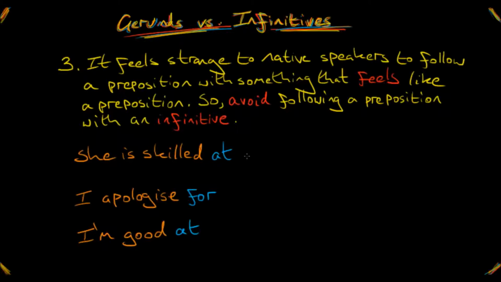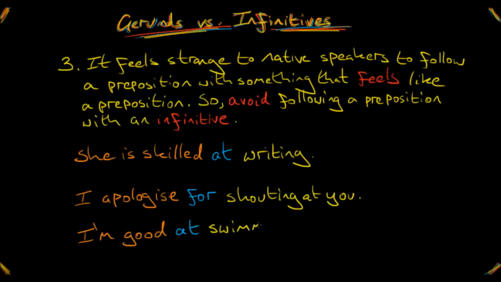She is skilled at, for example, writing. I apologize for, well, you can complete it in any way you choose using a gerund, but I've got: I apologize for shouting at you. And finally, I'm good at swimming. So after all of these prepositions which have attached themselves to the verbs, we're going to be using a gerund. Okay?